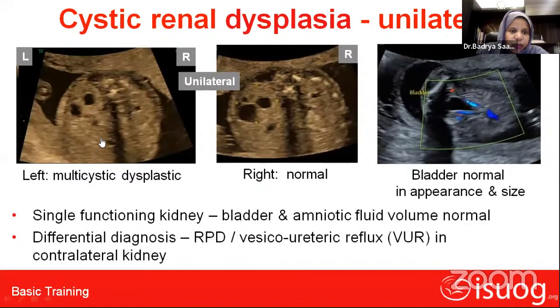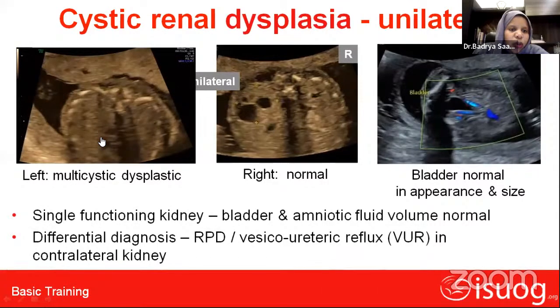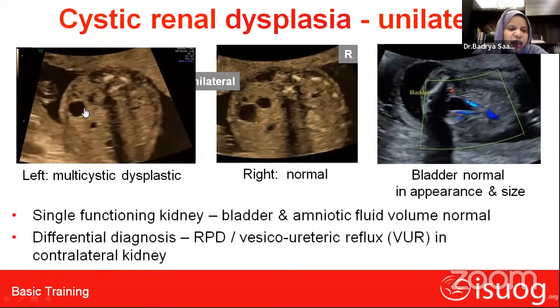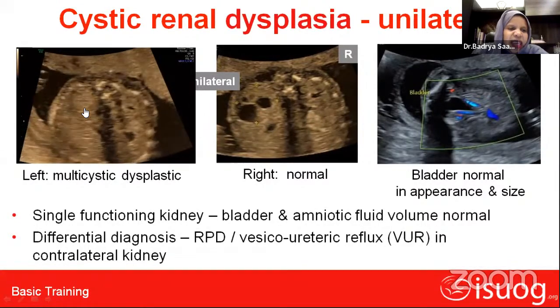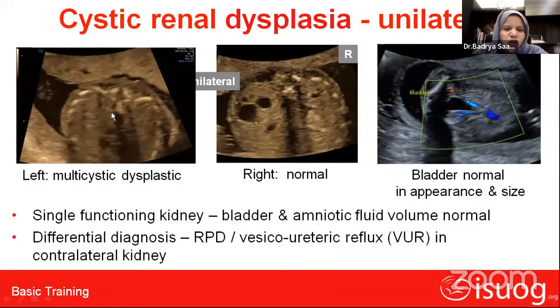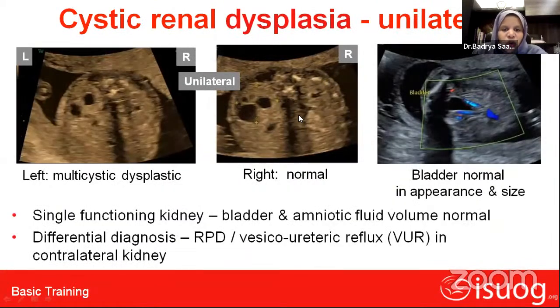Here also, it is a transverse section of kidneys, where you can see one kidney looks normal, and the other kidney, the left side, has multiple cysts, non-communicating also. And it looks echogenic. So this is a normal right kidney with a multicystic dysplastic left kidney. Here we could see the bladder, and the bladder looks normal. And the fluid also looks normal. So it's a diagnosis of unilateral multicystic dysplastic kidney.